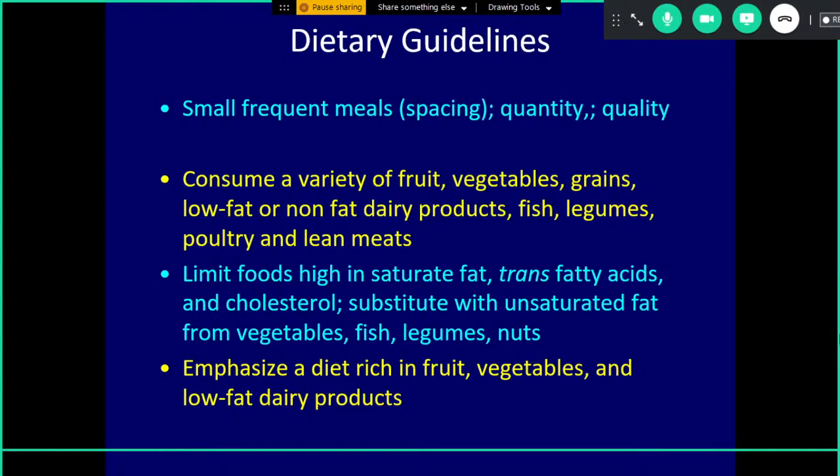So I already mentioned this to you. Small frequent meals, space them out, small quantity and the right sort of stuff. Consume a range of fruit, vegetables and grains. Limit the intake of food which are high in saturated fats. Trans fats, of course, are a no-no. And substitute with polyunsaturated and monounsaturated fats. And therefore, fruits and veg and low-fat dairy products are actually good for advice.